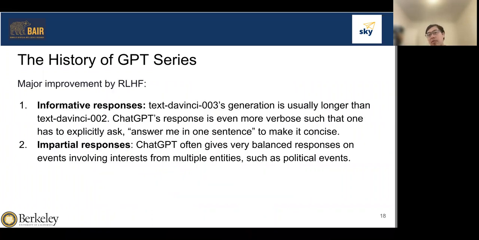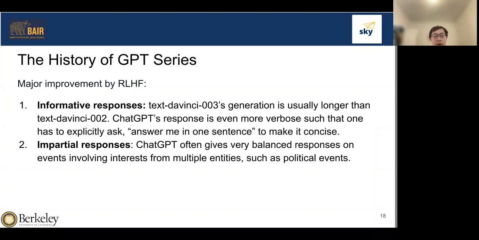There are actually a couple of points I want to highlight. These highlights are also taken from another UCL PhD's blog post, and they say there are major improvements from RLHF. The first one is that the responses are more informative. If you compare text-davinci-003's generation, it's usually longer, and ChatGPT's response is even more verbose than one could explicitly ask.